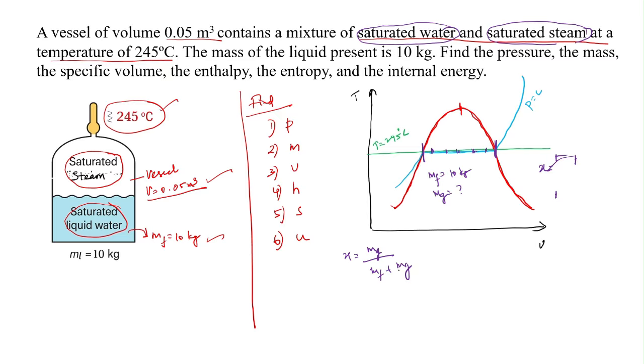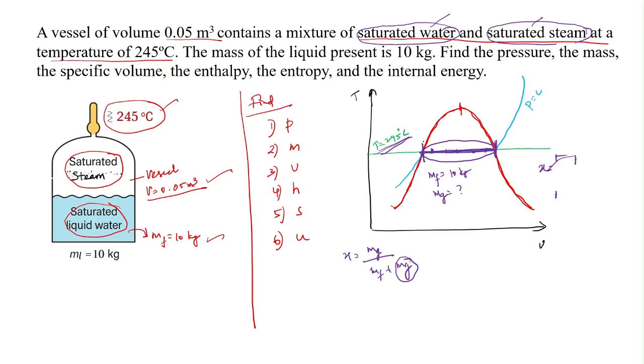So for that we need the mass of steam. How do we find the mass of steam? Here only the temperature and the mass of liquid are given. And one more thing in the problem: the mixture exists at 245 degrees Celsius, because the given temperature is 245 degrees Celsius and the condition is given as a mixture of saturated water and saturated steam. So in this area the mixture exists.